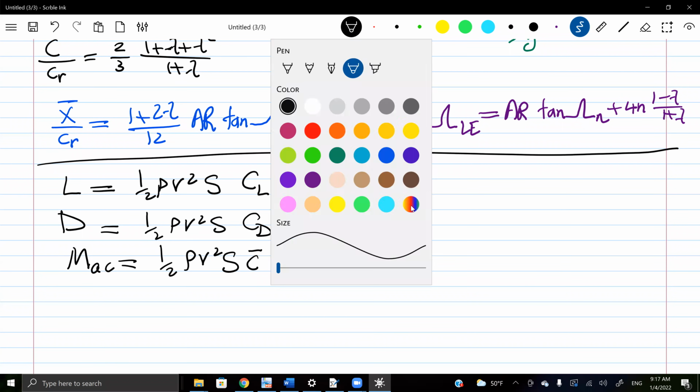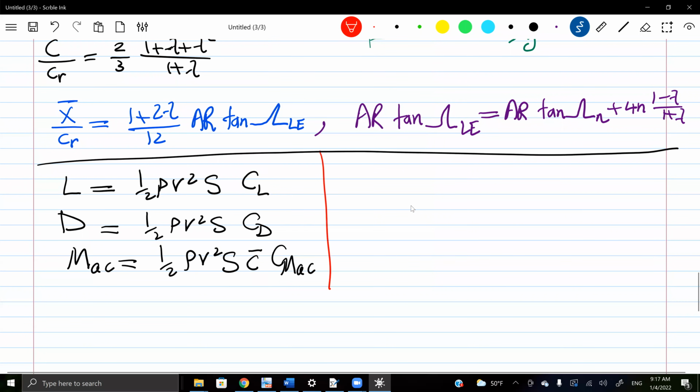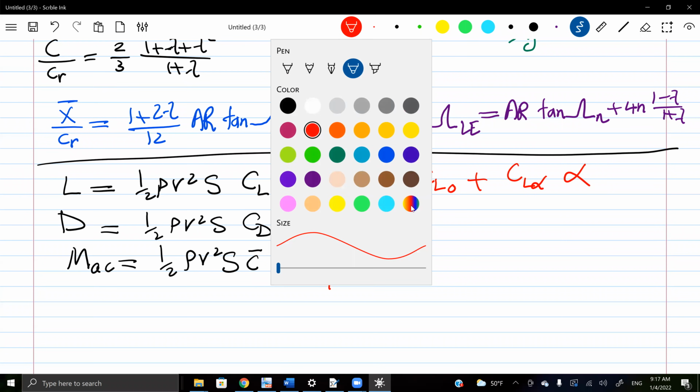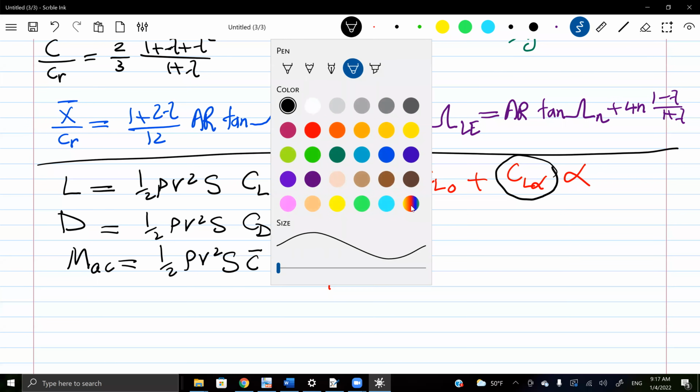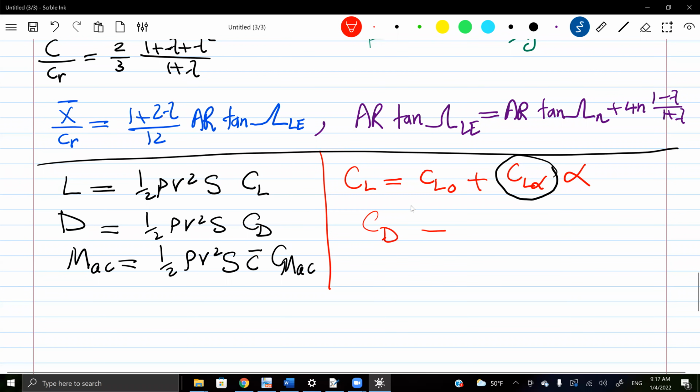Fine. What is CL, CD, and CM? Well, CL is still similar: CL naught plus CL alpha times alpha. But what about CL naught? Is it still 2 pi? And what about CD? Is it still a similar number? So what happens to CL and CD when going from 2-dimensional to 3-dimensional?